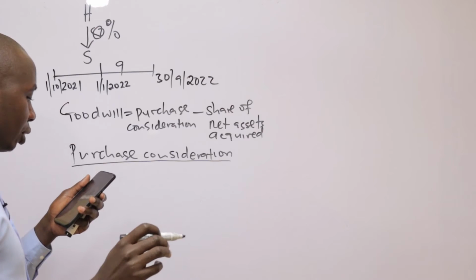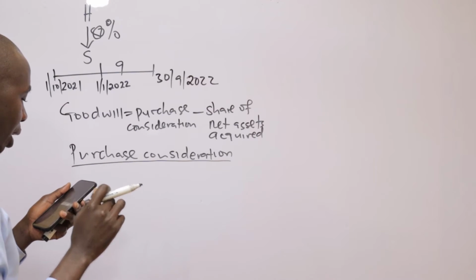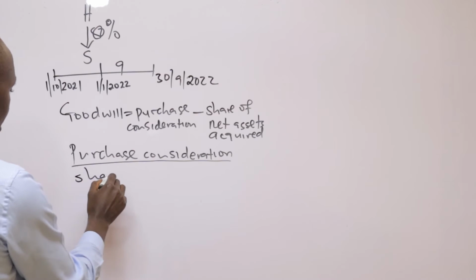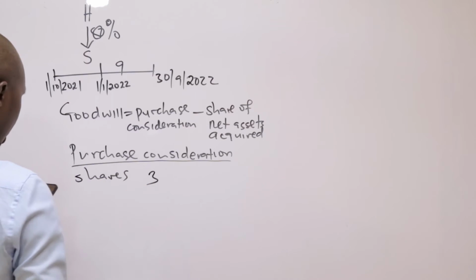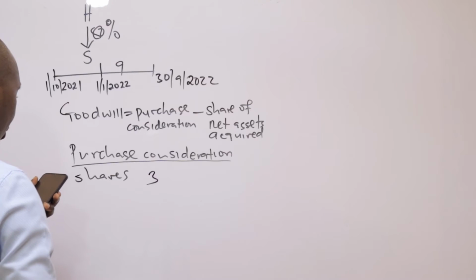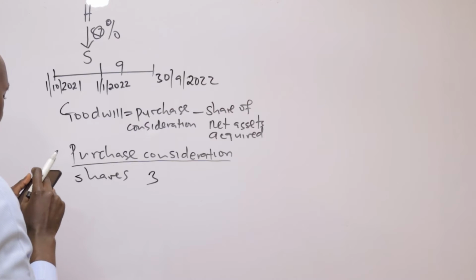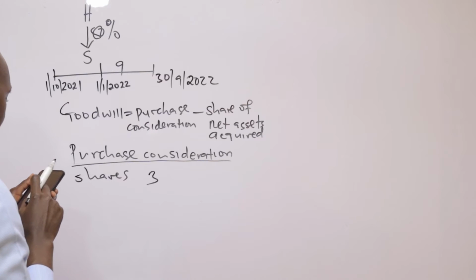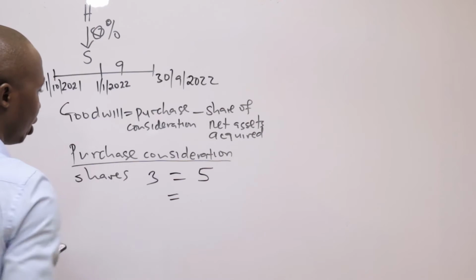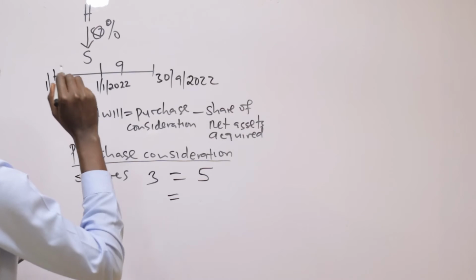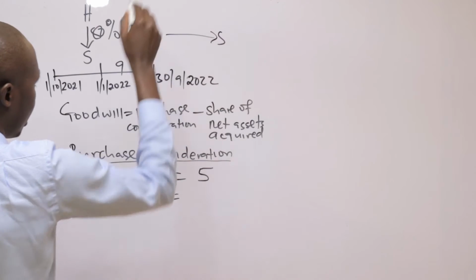So as at the start of the question, they said the acquisition consideration comprised, in terms of shares first, 3 new ordinary shares issued by H in exchange for every 5 in S. So how many shares did they acquire in S? Remember that H acquired S up to 80%.